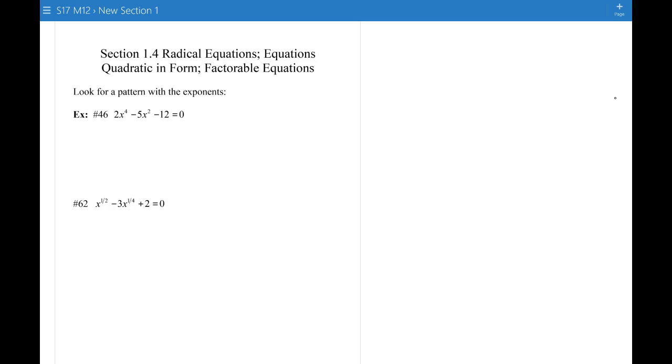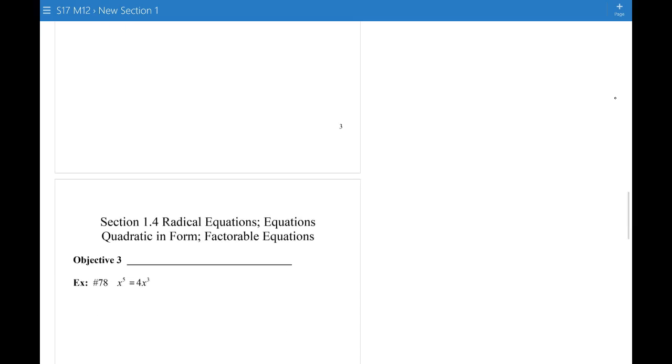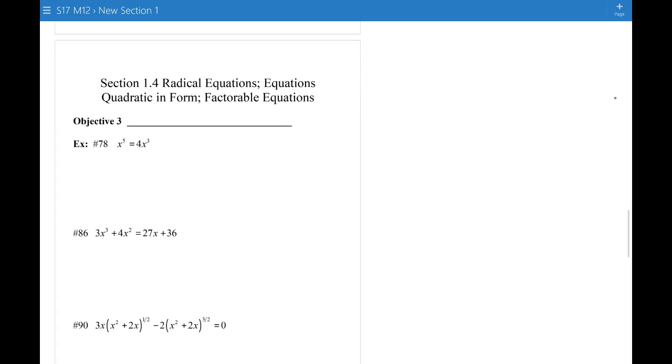So I want to do these examples together in class also. So notice the pattern though, that the first exponent is twice as big as the second exponent, and then the third term has no exponent. So see how number 62 follows this pattern of the first exponent is twice as big as the second exponent, and then the third term has no exponent, no variable. So we'll solve those together in class also.